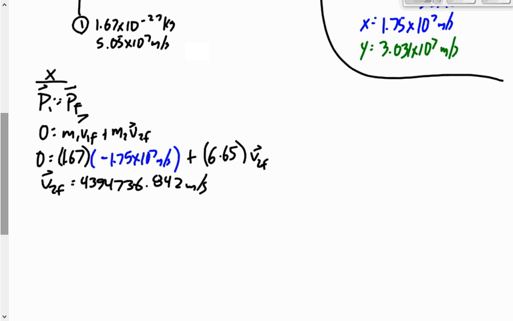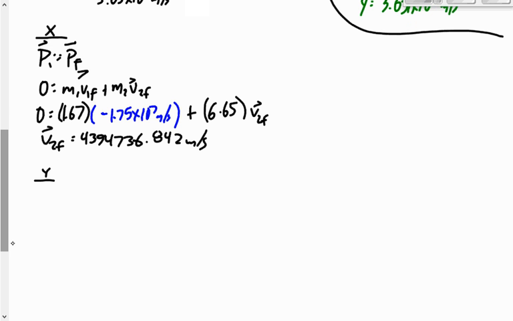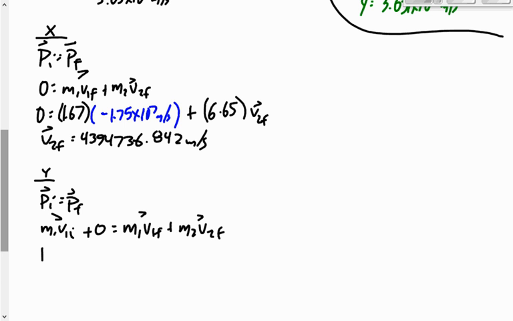Then I do the y component, where once again I say pi equals pf. This time, object number 1 has an initial momentum because it's moving on the y-axis. Object number 2, the alpha particle, is still at rest, and then there are 2 objects afterwards. The masses don't cancel, but the exponents do. So I can say the mass of the proton is just 1.67.